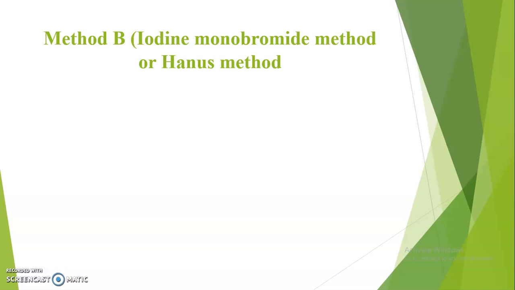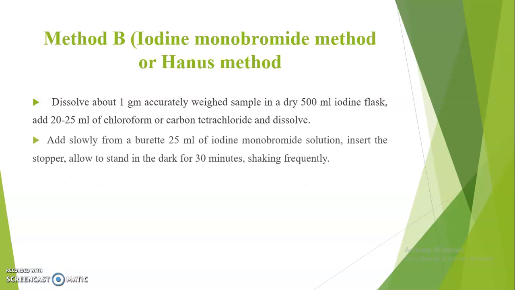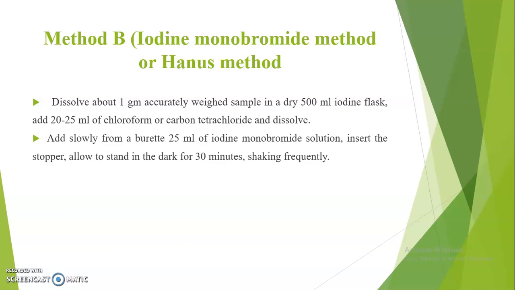Now we will see the procedure involved in this iodine monobromide method. Dissolve about 1 gram of accurately weighed sample in a dry 500 ml or 250 ml iodine flask. Add 20 to 25 ml of chloroform, or we can use carbon tetrachloride, and dissolve. Here the chloroform or carbon tetrachloride is used for dissolving our sample. Now add slowly with the help of a burette 25 ml of iodine monobromide solution. Insert the stopper and allow it to stand for 30 minutes.